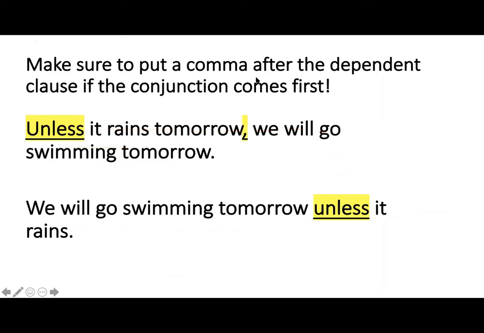We must make sure to put a comma after the dependent clause if the conjunction comes first. For example, unless it rains tomorrow, comma, we will go swimming tomorrow. Or if you want to put the subordinating conjunction at the end, you don't need to use a comma. We will go swimming tomorrow unless it rains. So if your subordinating conjunction comes first, you must make sure to add in your comma.